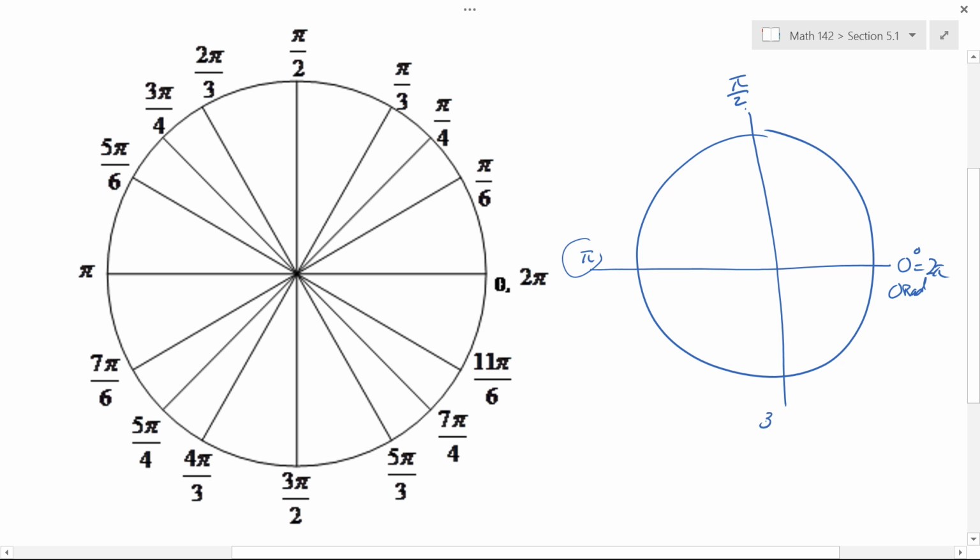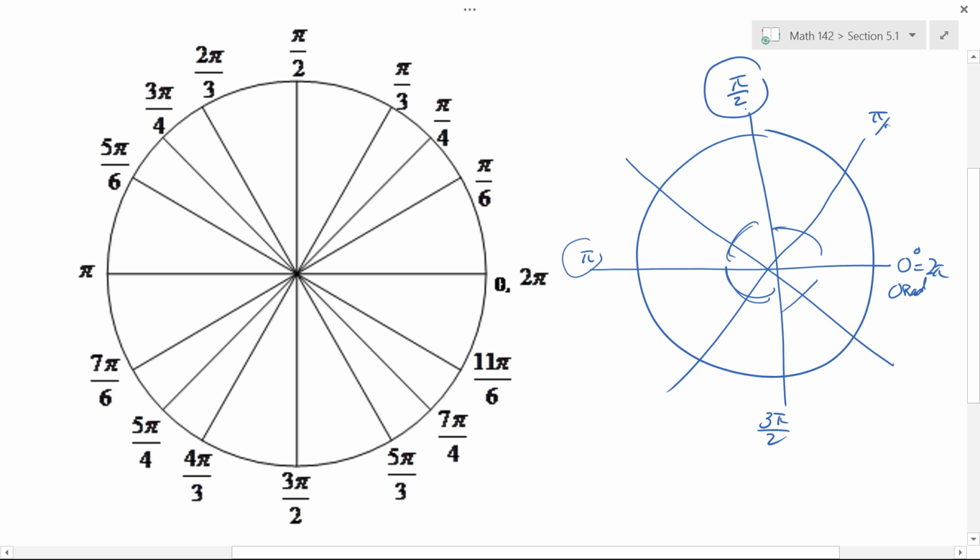And then this is 3 pi over 2. Quarter of a circle, quarter of a circle, quarter and quarter. Okay, great. Then they cut that again. Okay. If that's pi over 2, this is pi over 4. This is the same thing. 1 pi over 4, 2 pi over 4. 2 pi over 4 is the same thing as pi over 2. So that means this one is 3 pi over 4. 4 pi over 4 is pi. 5 pi over 4 and 6 pi over 4. Okay.